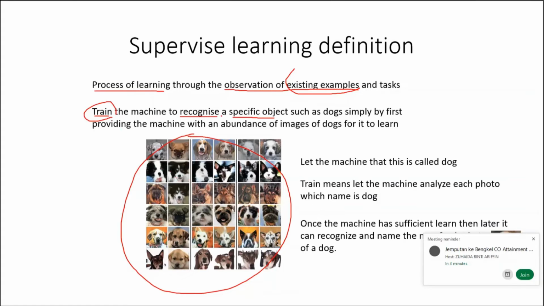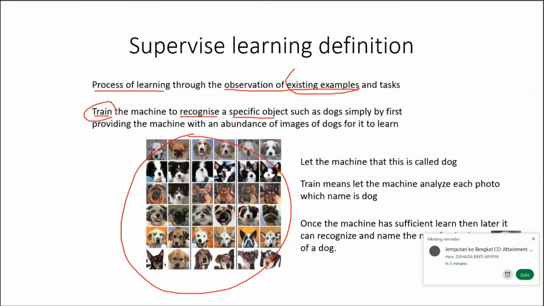So train the machine to recognize a specific object such as a dog simply by first providing the machine with an abundance of images of dogs. So when we give these pictures to the machine, it recognizes them one by one. This is a dog. It analyzes the image, the pattern of the image. The pixel is somewhere in the middle and so on. Then this is a dog. Then you do it again.